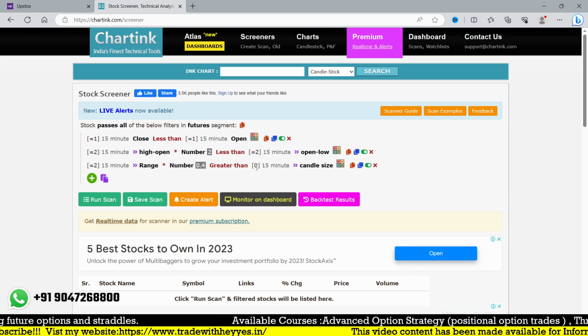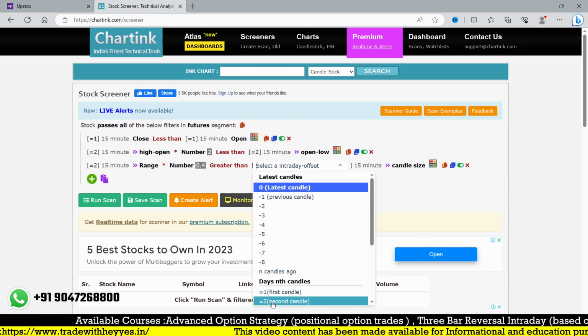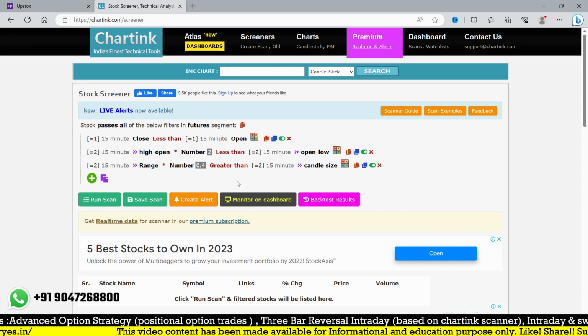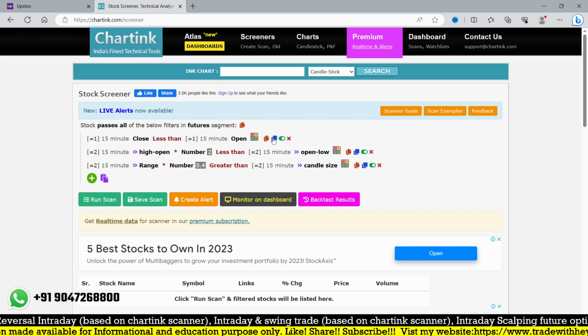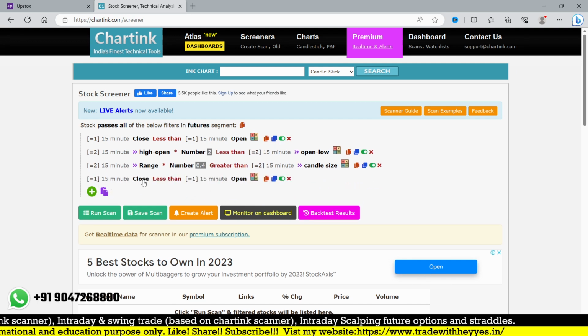So these are all custom indicators. They're not available on charting, so we need to create the custom indicator first. Okay, and the third condition which I'm going to use, this one I can copy.